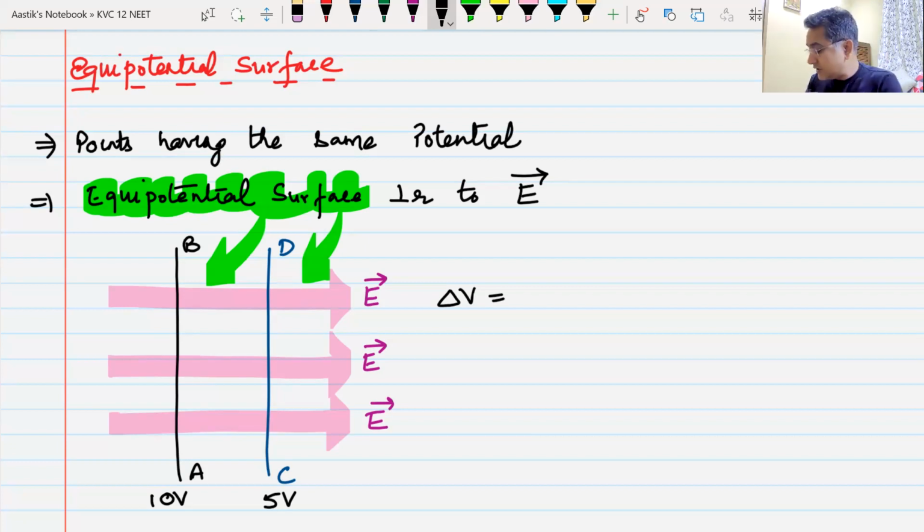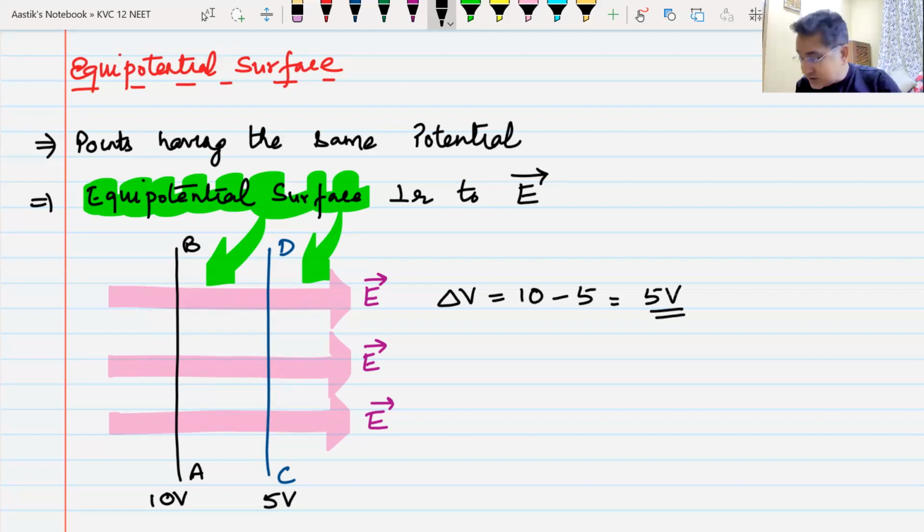5 volts, sir. Yes, 5 volt. 10 minus 5 is 5. So it is 10 minus 5 volt. The answer would be 5 volt. Do we understand this, everyone? Yes or no? Yes, okay, sir.